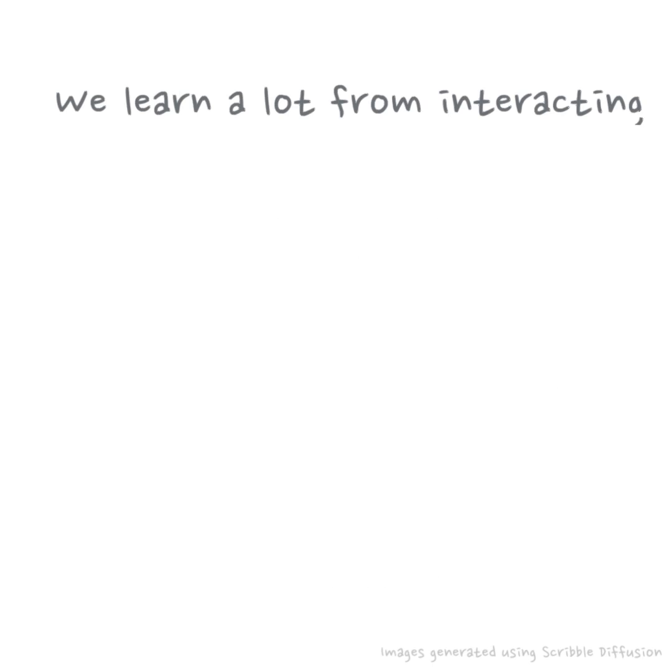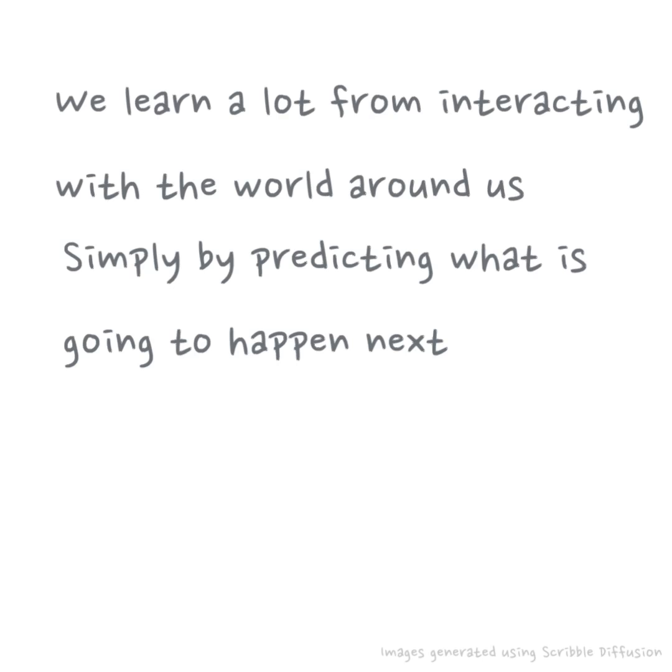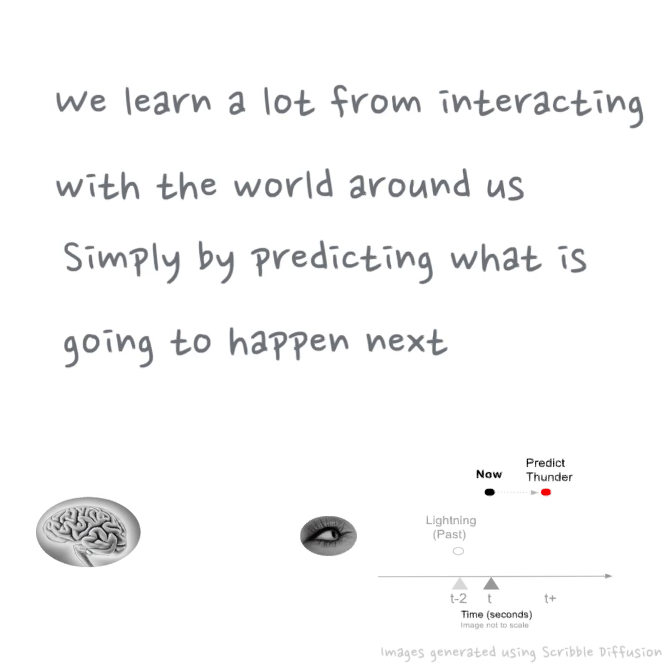To summarize, we learn a lot from interacting with the world around us, without anyone teaching us. We can do this simply by predicting what is going to happen next in the sensory input streams that flow into our brain. For example, if we see lightning, we expect thunder to follow. We also learn with some help from others, like associating names to people, objects, and things around us.